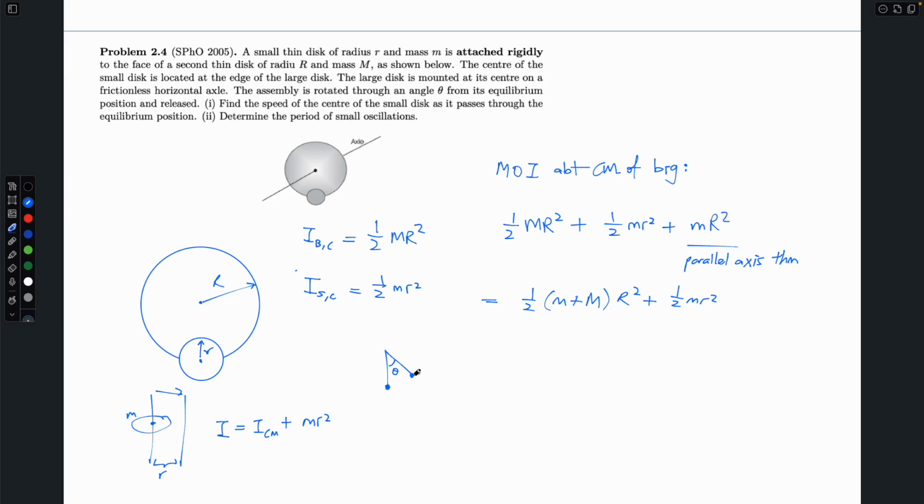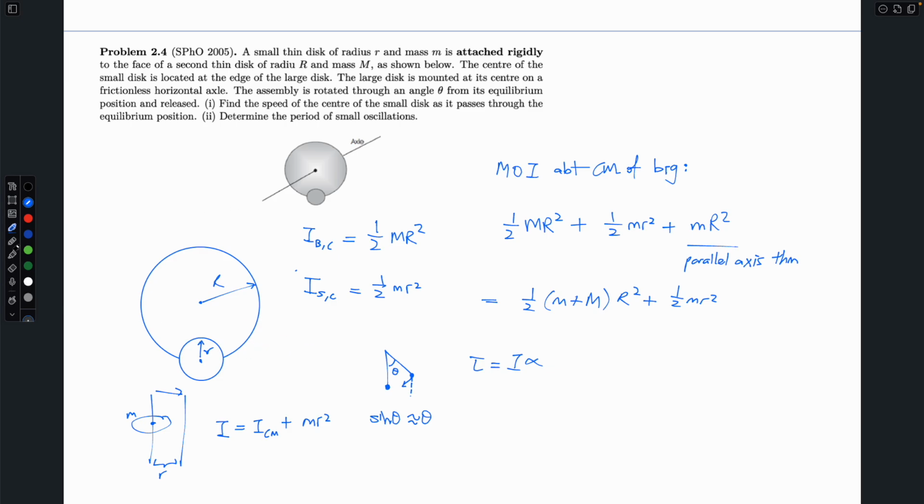You can take a small angle approximation because the restoring force will be roughly sine theta, and then you can just approximate that as theta, the restoring torque, I mean. And then you do torque equals I alpha. But I think this method is not that good because you have to find where the center of mass of the big disk plus small disk combined is.